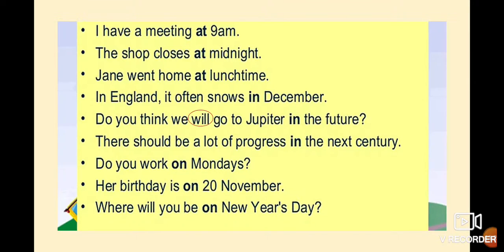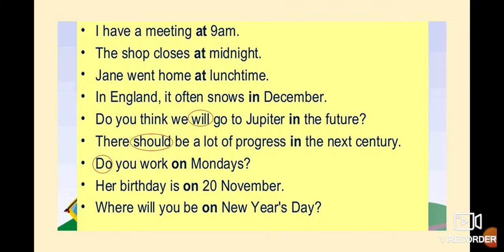There should be a lot of progress in the next century. In that case, we have one more time a helping verb that is should, and the main action, or the main verb, is be. Do you work on Mondays? We have another helping verb that in this case is do, and the main verb is work.